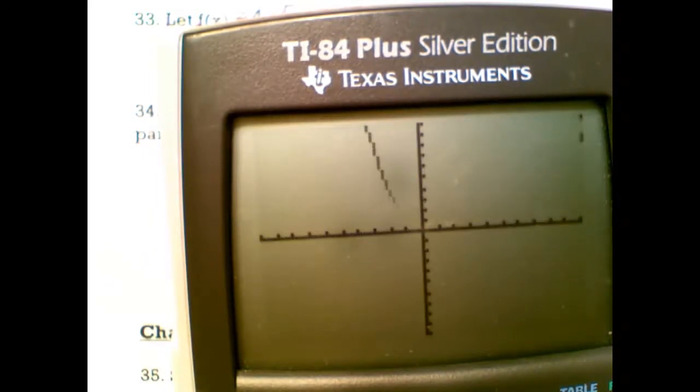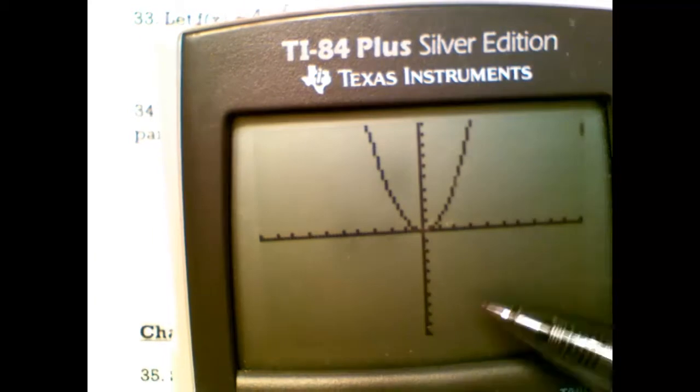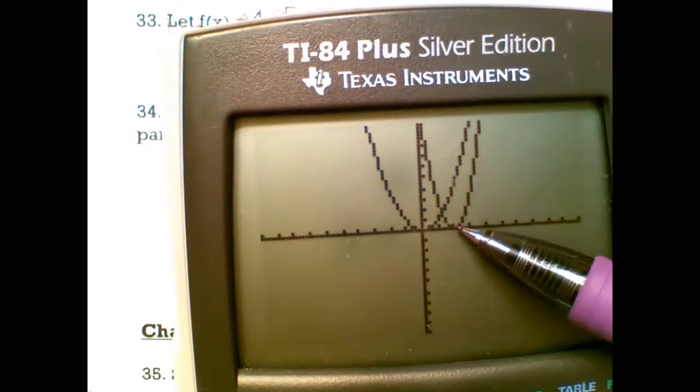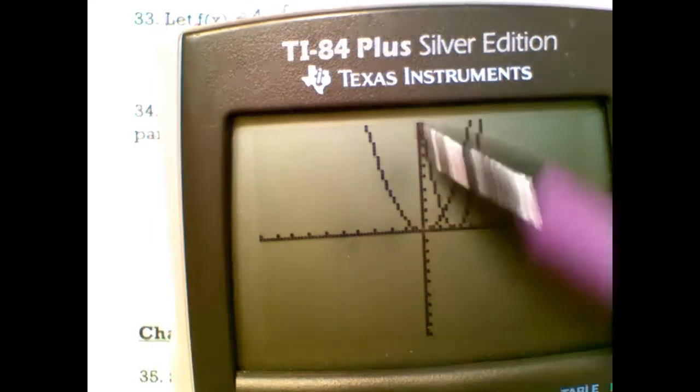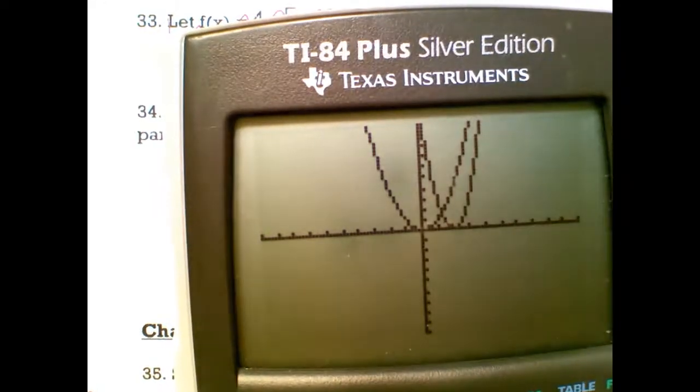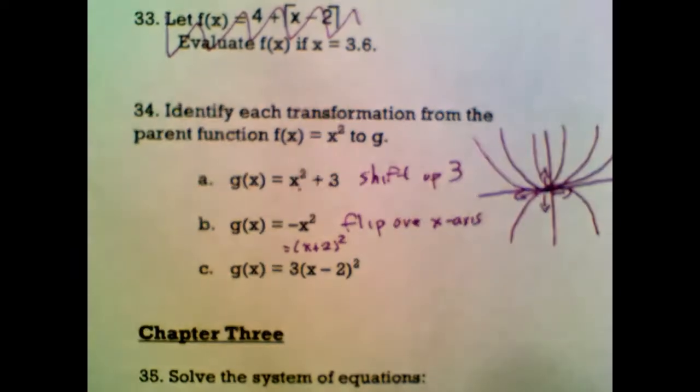And graph that out. So again, our parent function, minus 2. Oh, looks like it shifts it over to the right 2. The minus 2 maybe shifts it to the right 2 from that. And then it looks like it's skinnier. That 3, that multiplier makes it skinnier by a factor of 3. So how would you write this?